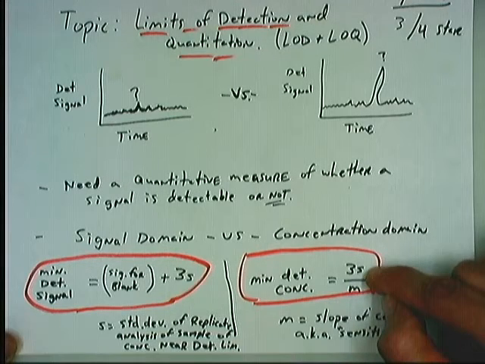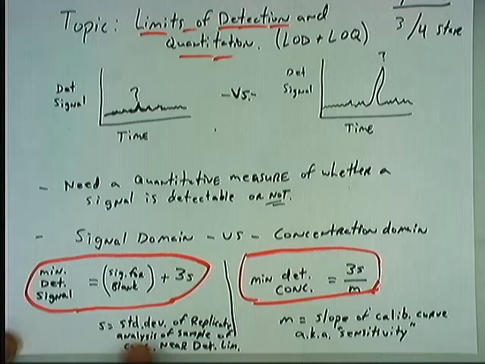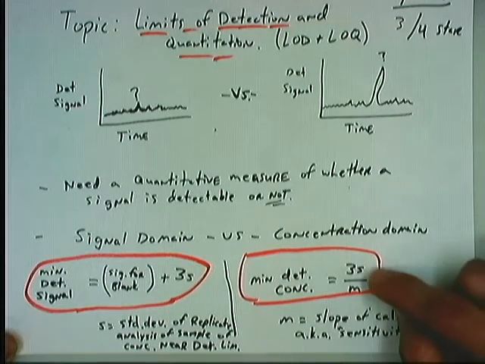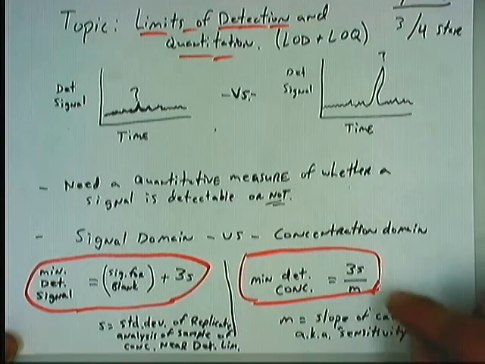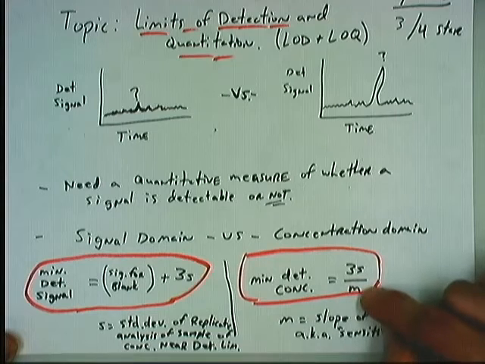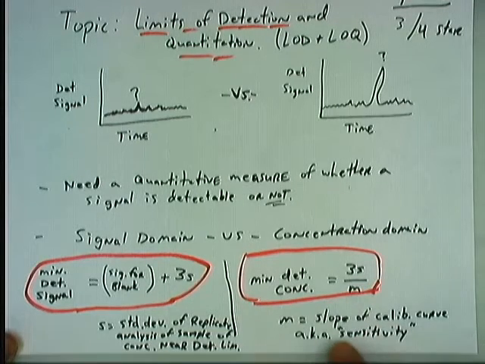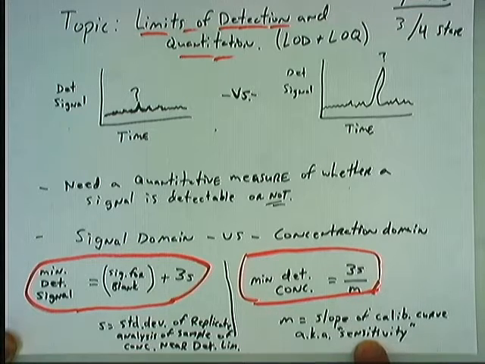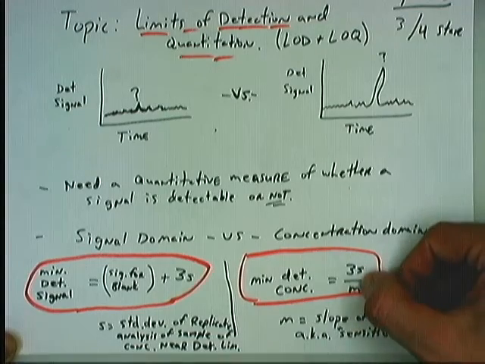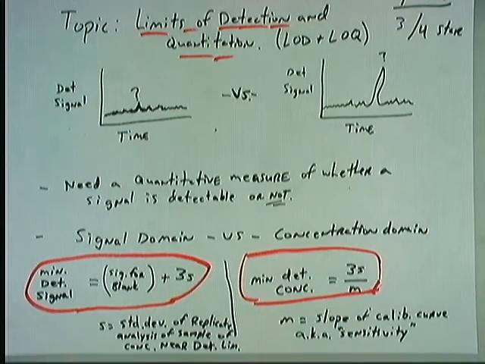Again, s is the same as it was previously: the standard deviation of replicate analysis of a sample of a concentration near the detection limit. You need to figure that out experimentally by replicate analysis of such a sample. But here I'm going to divide by another number, m. m is the slope of a calibration curve for standards of higher concentration, higher than the detection limit. We also call that the analytical sensitivity. It's the slope of a calibration curve. If I do 3s divided by m, that's my minimum detectable concentration.